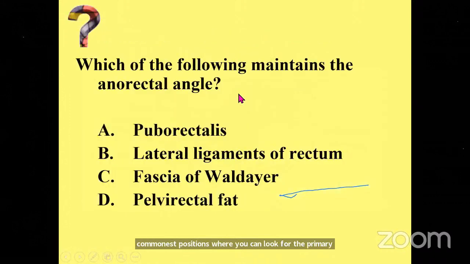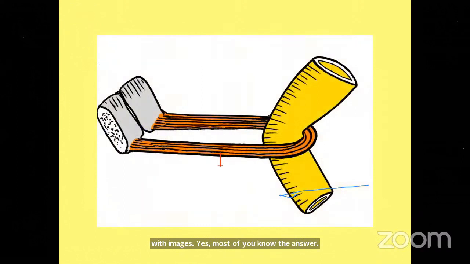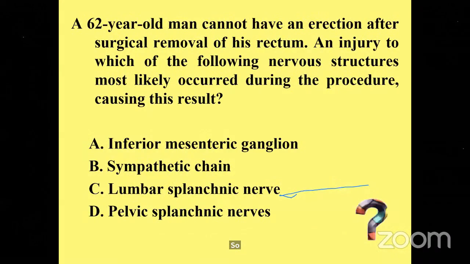The next question is, which of the following maintains the anorectal angle? Can someone answer this? Anorectal angle. All these are favorite questions and they usually ask with images. Yes, most of you know the answer. It is the puborectalis. The puborectalis forms a sling to form the angle.